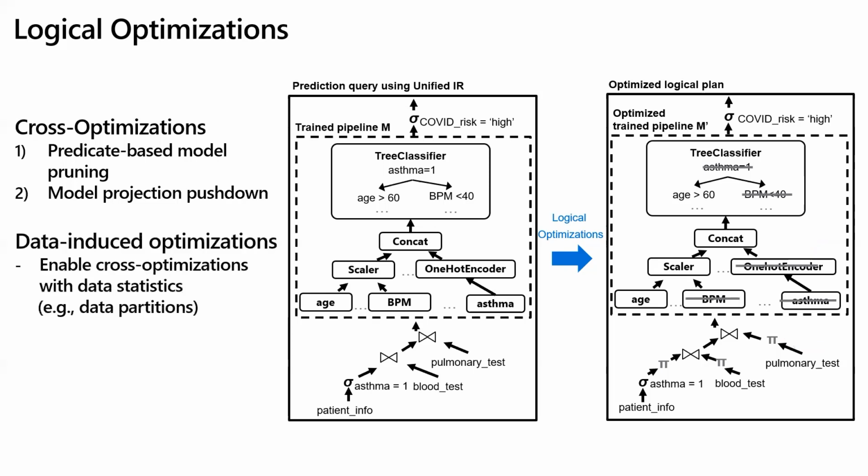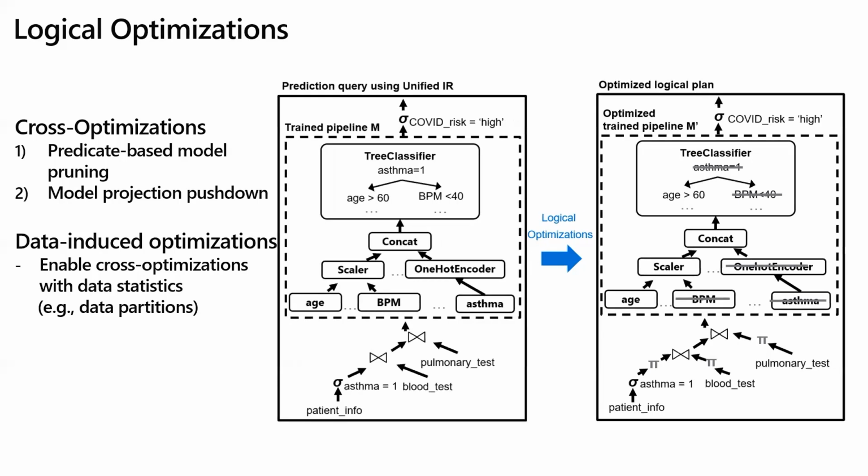Another logical optimization is called data-induced optimization, where we exploit statistics of the underlying data to further simplify the query plan by enabling cross-optimizations. These logical optimizations are always beneficial, and therefore they are applied first. This is similar to the heuristic optimizations that are always applied first by relational optimizers.